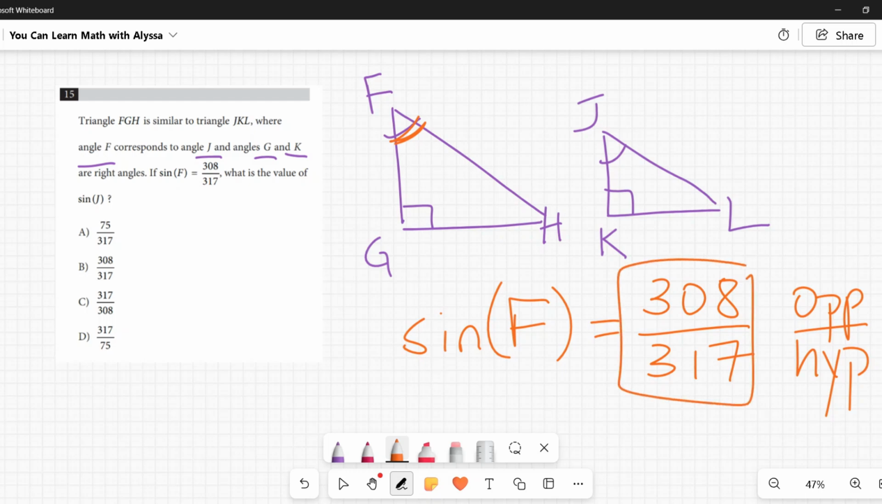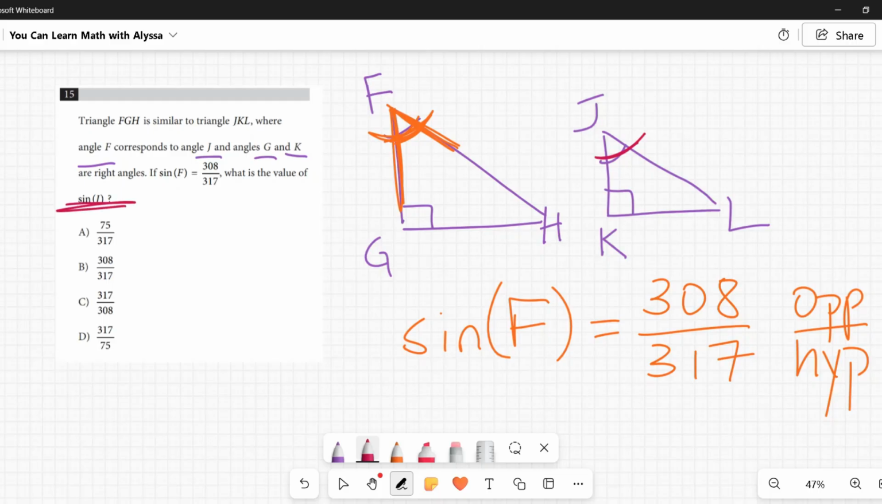What matters is this proportion, the proportion of this angle F. So this angle, whatever measure it is, every other angle in every other right triangle in the universe, if that angle is the same measure, it will have the same sine. That proportion is always identical. So when we look over here, they're wanting to know what's the value of the sine of J. J is the same measure. F and J, they correspond to each other, so they are congruent. The corresponding angles of similar triangles are congruent. That's when they say corresponds. That's what they're telling us.